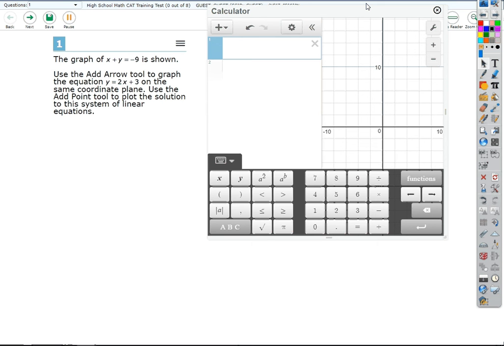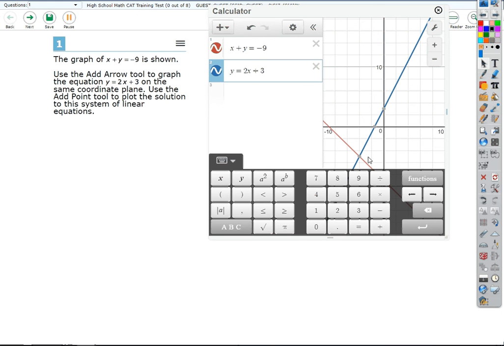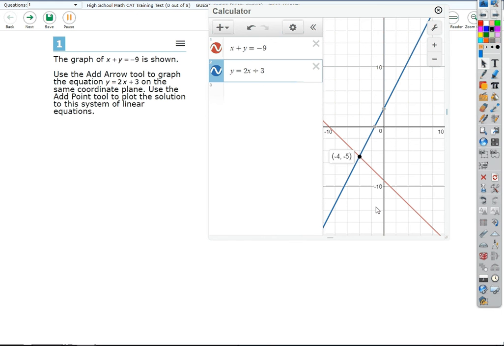But we know how to do this, right? If we're trying to solve a system, isn't that just where the lines cross? Right? When we're trying to graph the solution of the system, it's going to be the intersection of the lines. So we could graph x plus y equals -9. There's that first line, right? And then we'll just go down to the next space and we'll do y equals 2x plus 3, and there's the other line. And then all I've got to do is look where the intersection is, -4, -5, right?